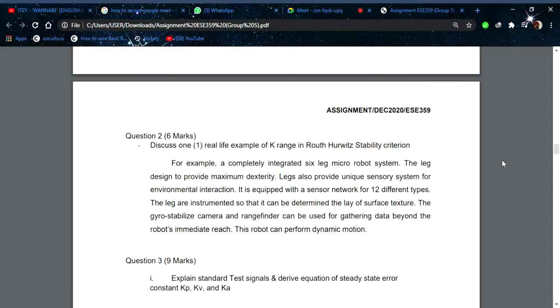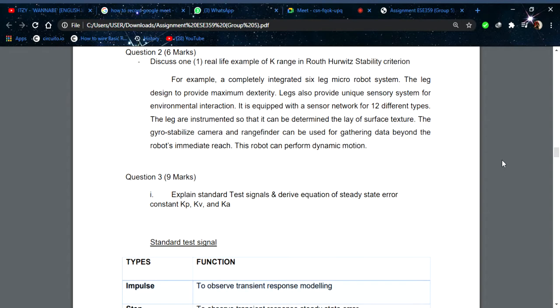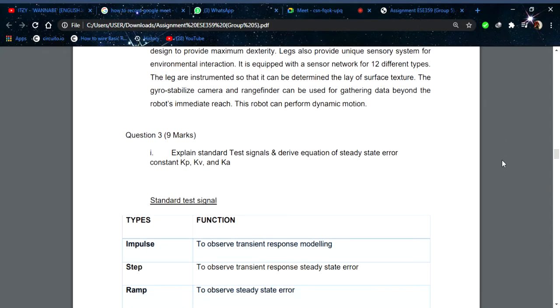The legs are instrumented so that the layout of the terrain, the surface texture, hardness, or even color can be determined. The gyro-stabilized camera and rangefinder can be used for gathering data beyond the robot's immediate reach. This robot can perform dynamic motion. So this robot uses the K range with the criterion.